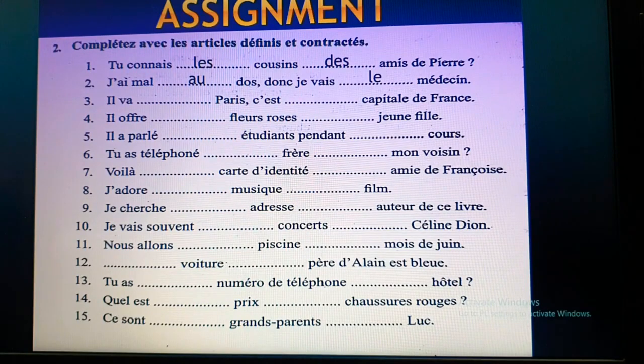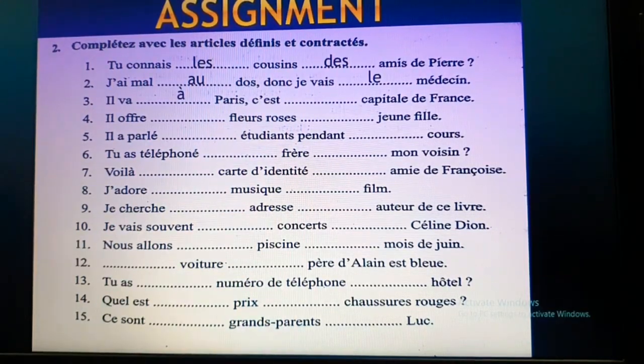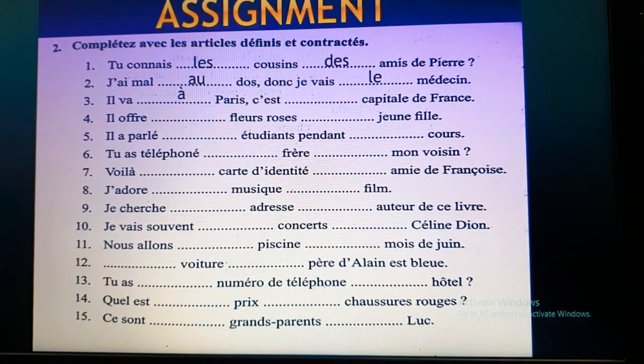Okay, il va. This sentence is for preposition de lieu. Remember preposition de lieu? We did it in class 8th. So je vais. Paris is what? That's right, a city. So with the city we always put the preposition à. So il va à Paris. C'est la capitale de France. Very good. La capitale.